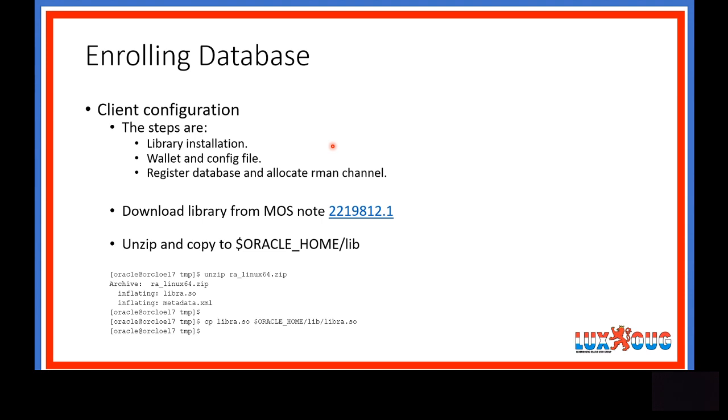To do the client configuration, you just do library installation, configure the wallet, and register your database. So you download the library from this node. You unzip it somewhere because it's just one file, library.so, and you copy this to the lib folder of your Oracle Home. It's supported on HP-UX, Linux, Windows, AIX, and zLinux. It's supported for ZDLRA, so you can have little endian, big endian inside of ZDLRA without problem.